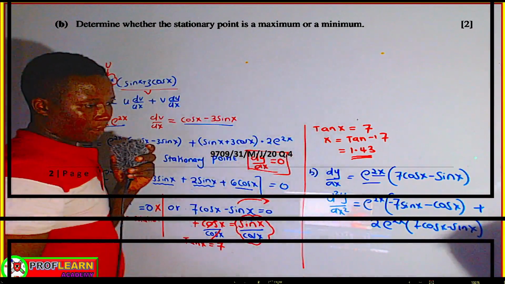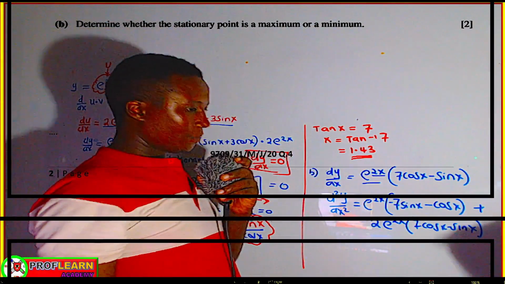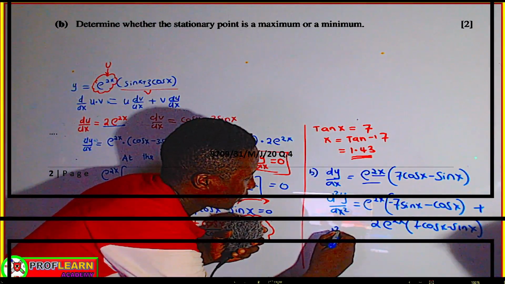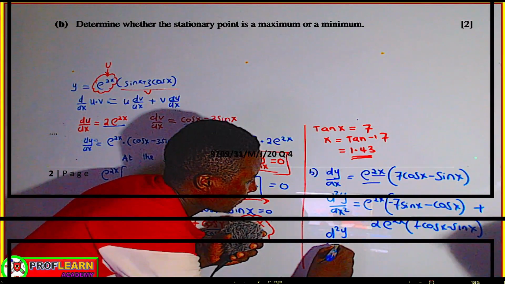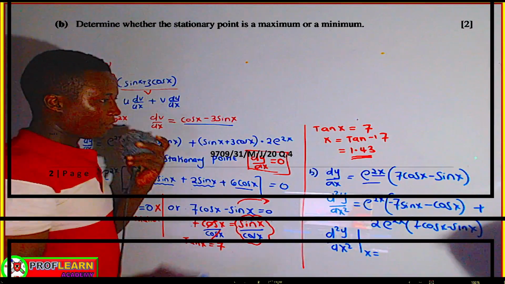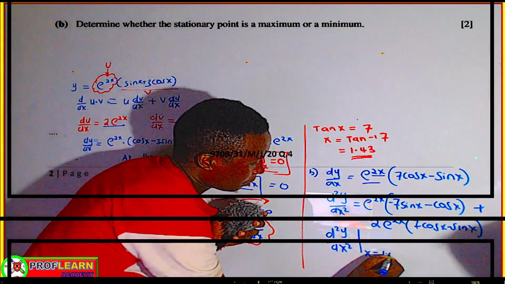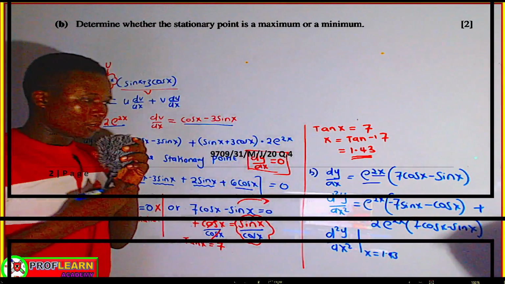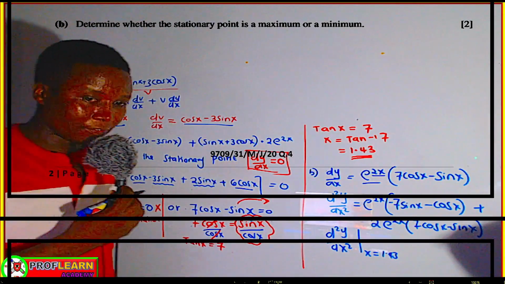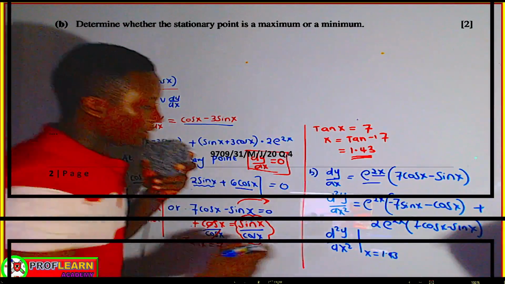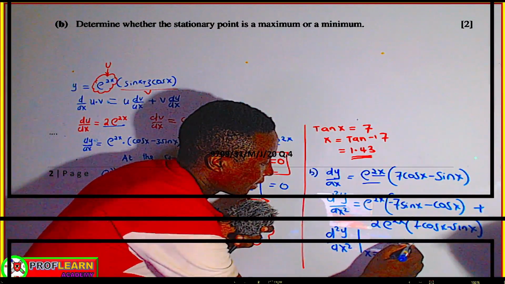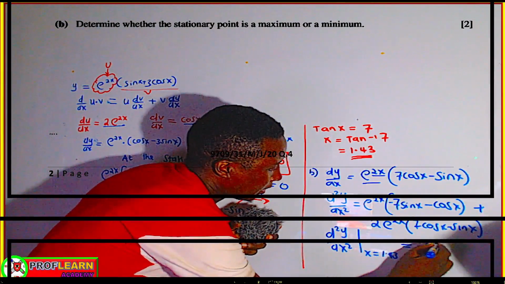So if you are going to work out this question, you're going to realize that we shall have then d squared. The next thing you're going to do is dx squared. You try to substitute into this function the value x equals 1.43, so that you can see whether you are getting a positive value or a negative value. So if you substitute here, the answer you are going to get is actually a negative.